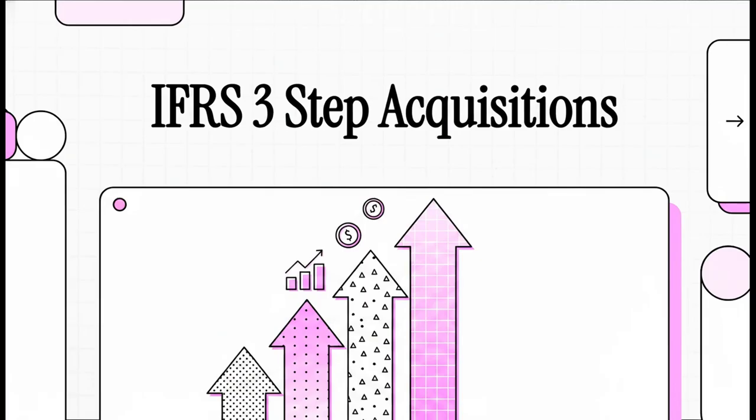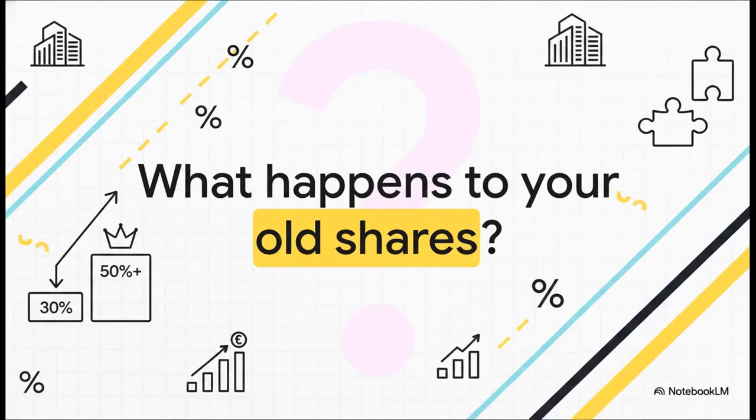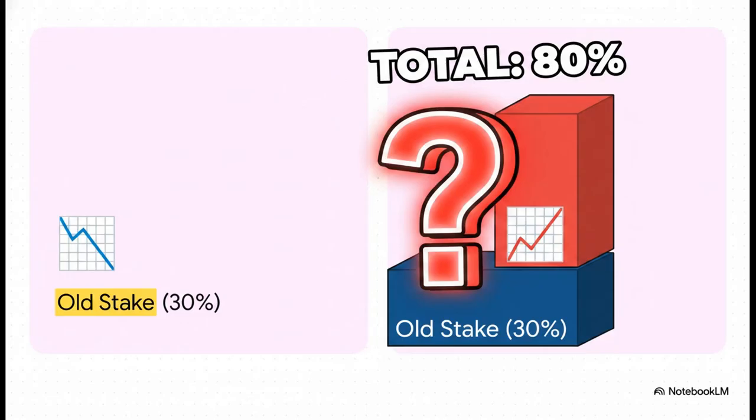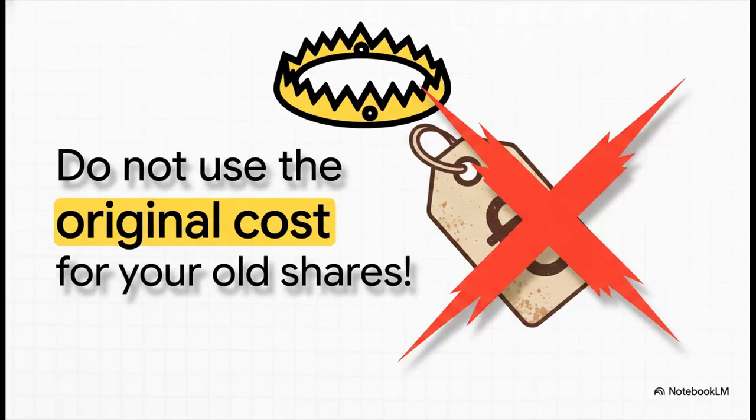Let's dive right into the ultimate ACCA SBR exam trap. We're talking IFRS 3 step acquisitions. So you hold 30% of a company, then buy 50% more. What happens to old shares? You've just hit an 80% controlling stake. But how on earth do we account for that? Here's the massive trap. Most students just carry over the original cost. Please do not do this.